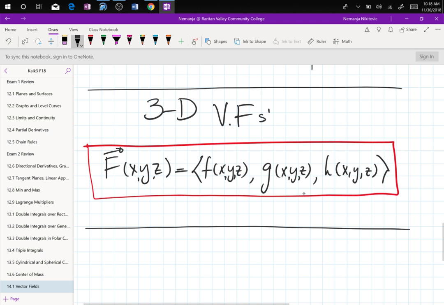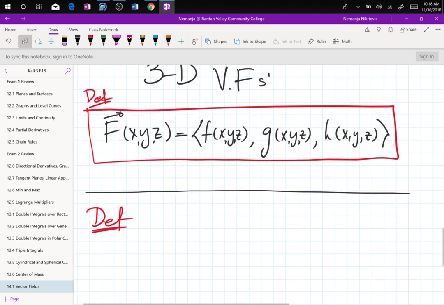Let me just see if we can find it. There you go. So the definition for the gradient. Oh, this was also the definition for the 3D function. Gradient field and potential function. And more on this in 14.3. More on this stuff that I'm writing now.